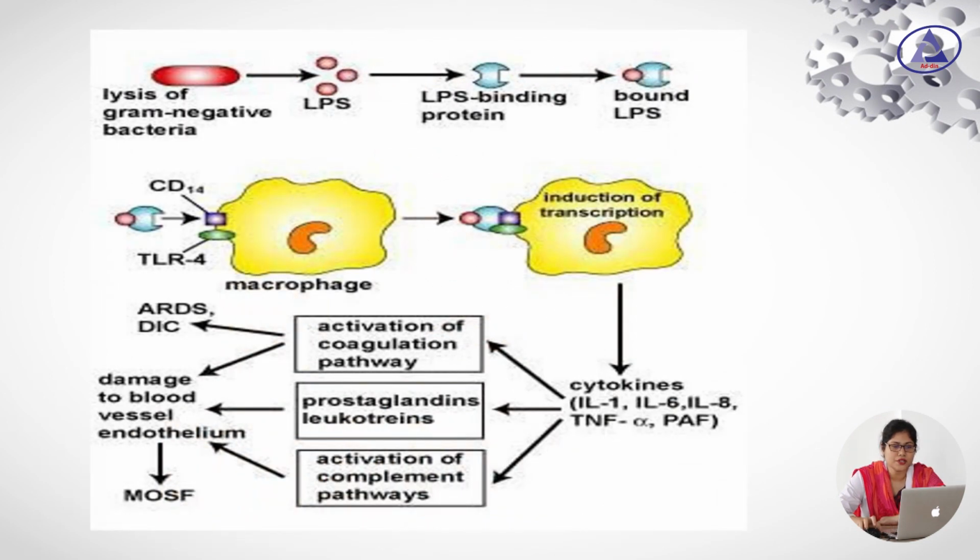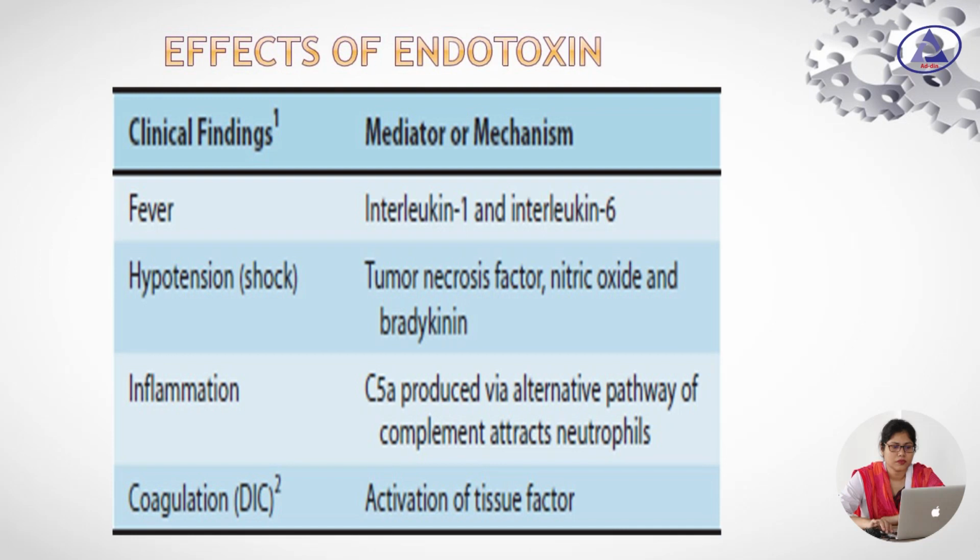This is the cytokine storm which is produced by the endotoxin and ultimately causes multi-organ failure. Now, the effects of endotoxin: fever, hypotension, inflammation and disseminated intravascular coagulopathy.